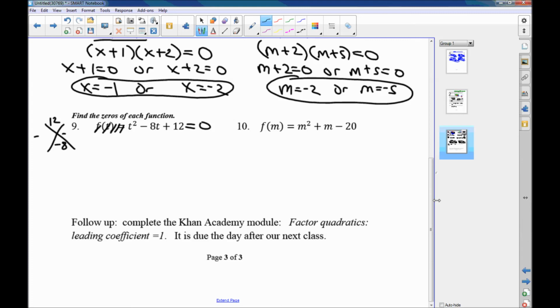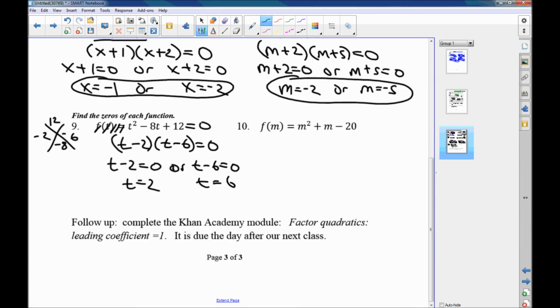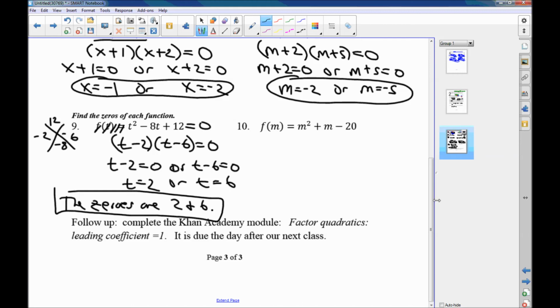So 12 and 1 wouldn't work. That'd make negative 13. But negative 2 and negative 6 do work. So this is going to be t minus 2, t minus 6 equals 0. And then you split this into two problems. So t is going to be 2, or t will be 6. And that means the zeros are 2 and 6.